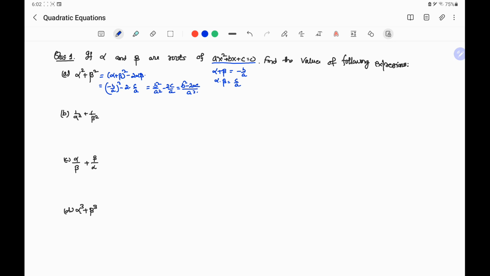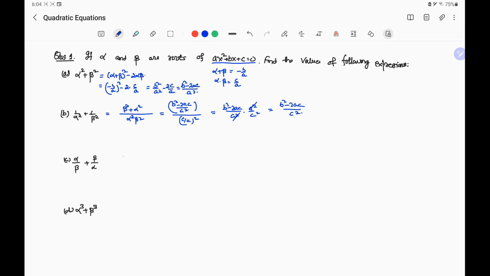Part B is 1 by alpha square plus 1 by beta square. It can be written as, taking the LCM, that is alpha square beta square, and numerator will have the value beta square plus alpha square. Further, we can write that alpha square beta square is the square of the product of roots, so it is c by a whole square. In part A, we have calculated alpha square plus beta square, the value is b square minus 2ac by a square. So we can find that b square minus 2ac by a square into a square by c square, a square get cancelled, hence value is b square minus 2ac by c square.